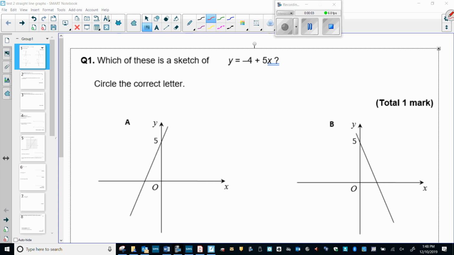Alright, okay, so second test, straight line graphs. Let's rock and roll through this ASAP.